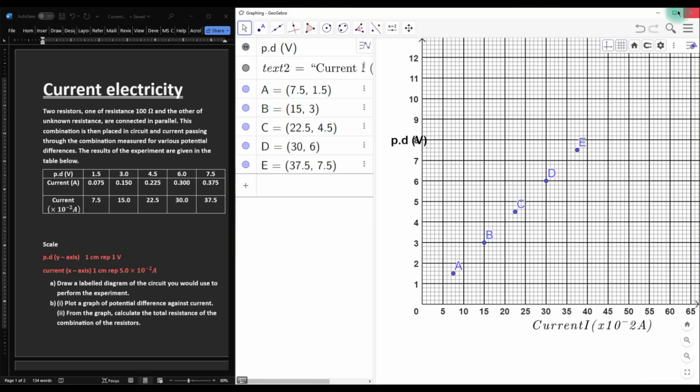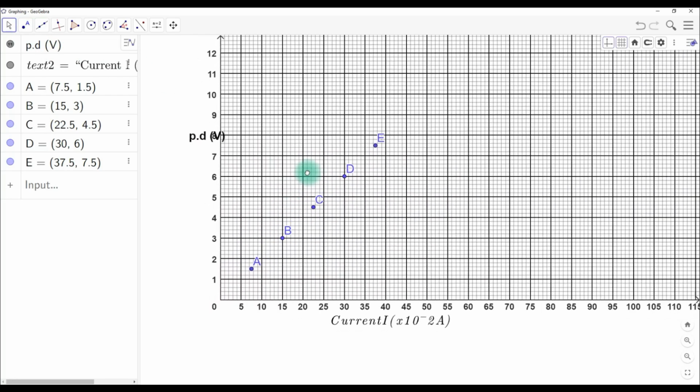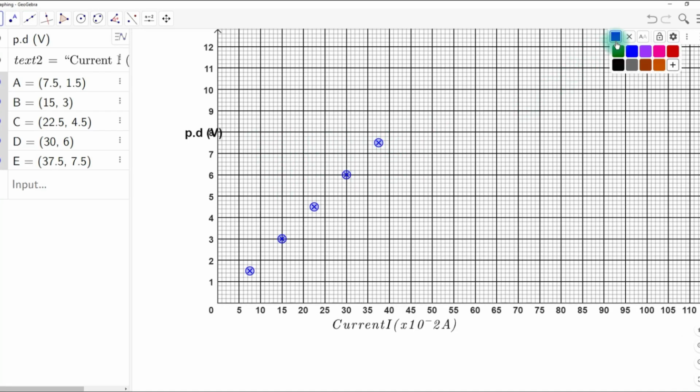Now that's what I have, and therefore I need just to do some adjustment. So I will click all the points plotted. Then I can select color of my choice, whichever. I can change the mark, use crosses, and then I can hide the values. So now that's what I'm remaining with. Those are the plotted points.